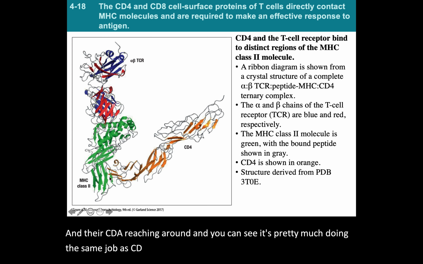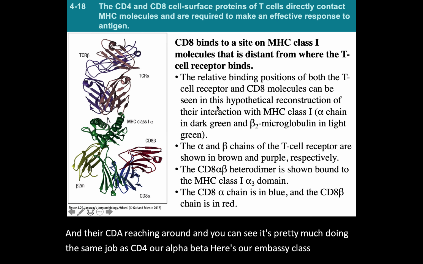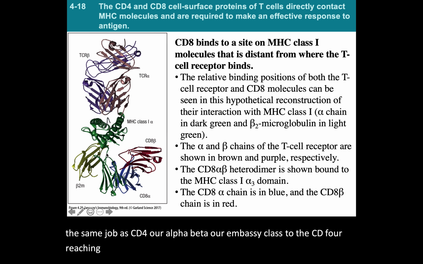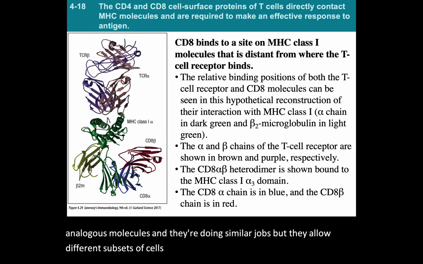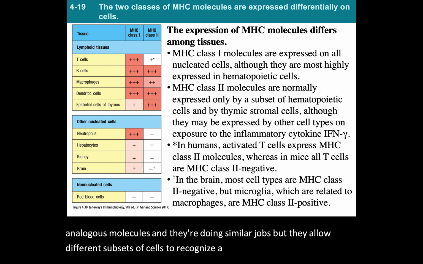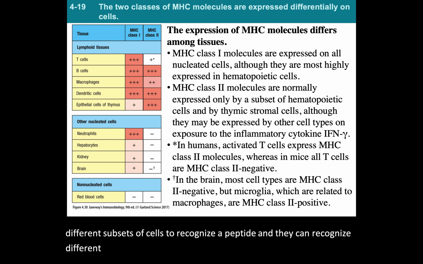Here's our alpha beta, here's our MHC class 2, there's CD4 reaching around; alpha beta, class 1, CD8 reaching around. So they're analogous molecules, and they're doing similar jobs, but they allow different subsets of cells to recognize a peptide. And they can recognize different peptides between class 1 and class 2.